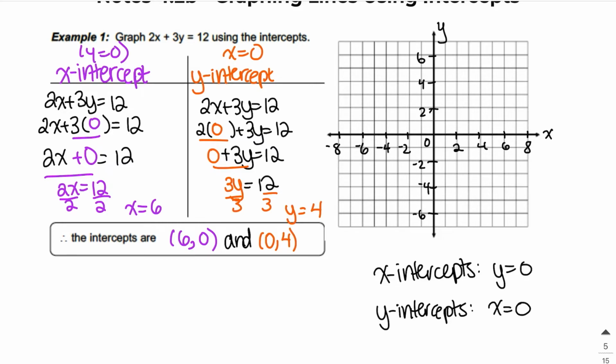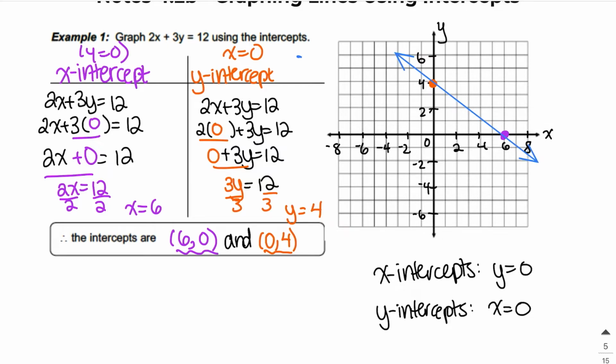So now I can take my x-intercept that we got, which was 6, 0, and I can go to that point. It crosses the x-axis at 6. And then I can take my y-intercept, which is 0, 4, and I can put that point right here. And then I can just connect those dots.